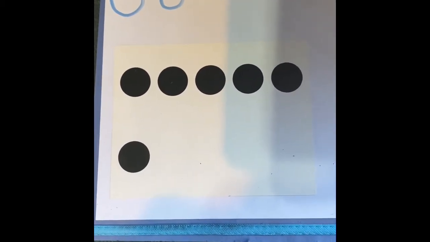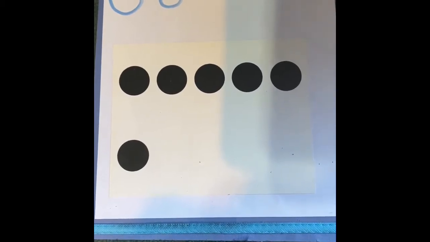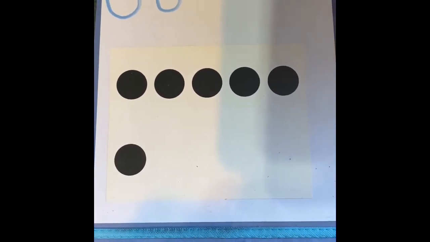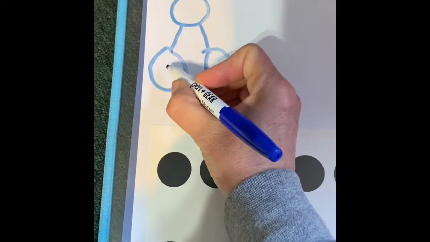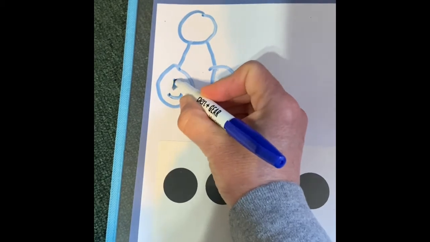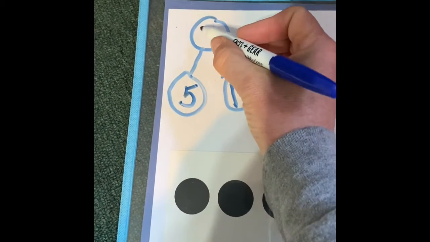All right, so I am looking at my set of 6 here, and I can quickly see two parts. What are the two parts you see quickly? Yeah, you see a 5 part and a 1 part. So I know on my number bond I can say 5 and 1 are 6.